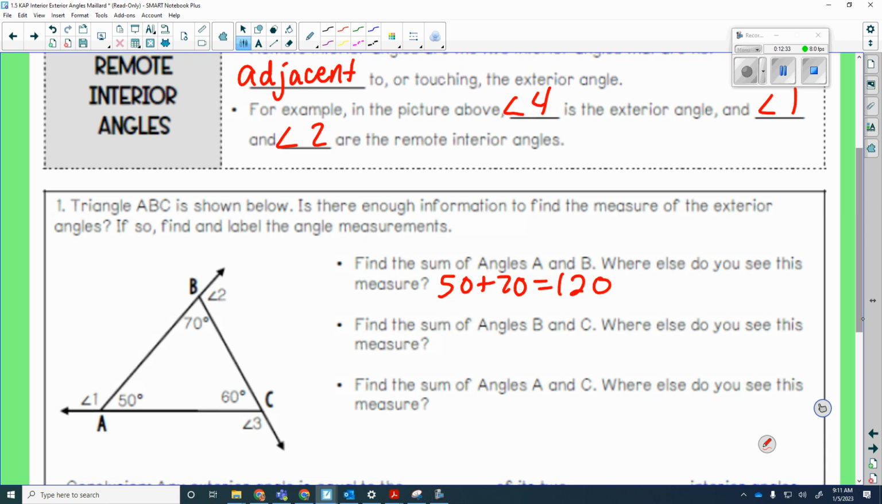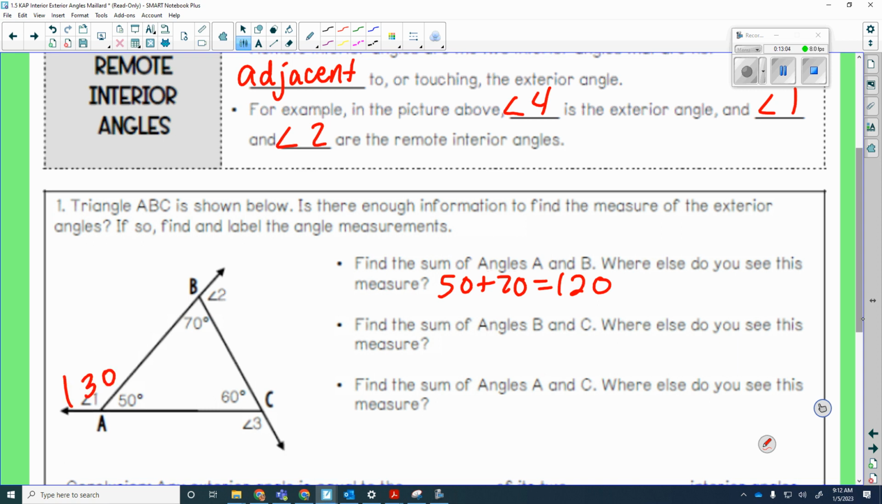Where else do you see that measure? Do you see 120 anywhere else? Not yet, but could I? Actually, I kind of went a different order. Could I find the measure of angle 1 right now? How? Because it's a straight line. So you know that 180 minus 50 would be 130, right? Yeah?